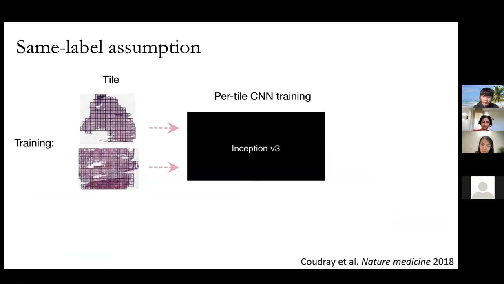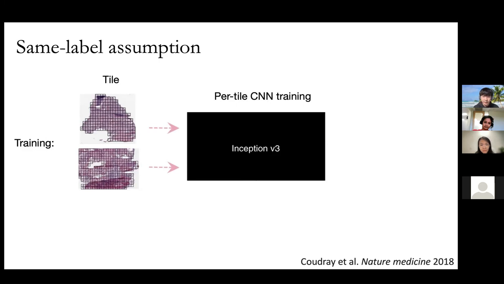So to do weakly supervised learning, you don't have access to ROI level annotation. One very simple assumption that people make is that we can just tile the whole slide image into multiple small regions. The slide level label can just carry over to each and every single tile. We call this the same label assumption, and it was actually found to be quite effective for some tasks, such as the classification of non-small cell lung cancer on the TCGA data.